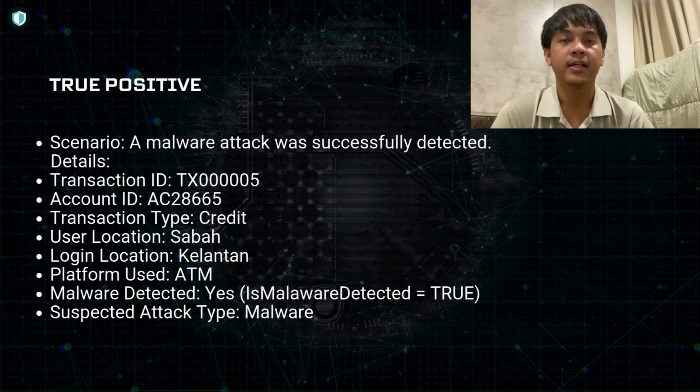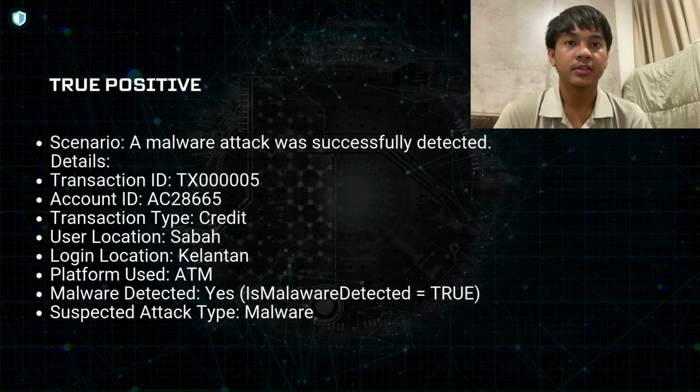detected. The details: transaction ID TX00005, account ID AC28665, transaction type credit, user location Sabah, and login location is Kelantan. That shows different locations. And platform used is ATM, malware detected yes, because it is true, and suspected attack type is malware. This case represents a successful detection where malware activity was flagged correctly.